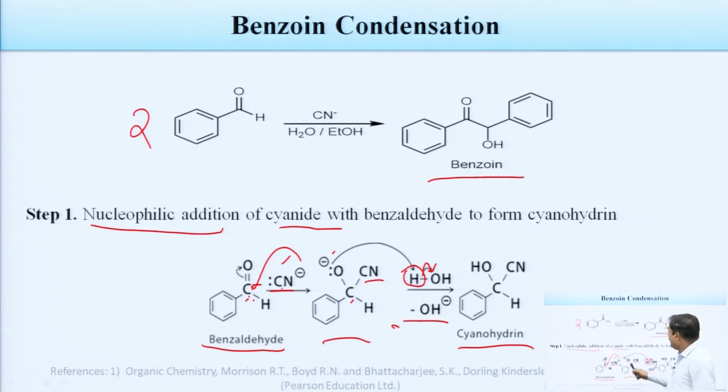Okay. In the next step, this particular bond will be broken. H plus will be removed from the water, and that H plus will be moving toward the negatively charged oxygen atom. As a result, we are getting cyanohydrin. So, students, I am again repeating this very important step. You can remember this step as the formation of cyanohydrin in the benzoin condensation reaction, step 1.